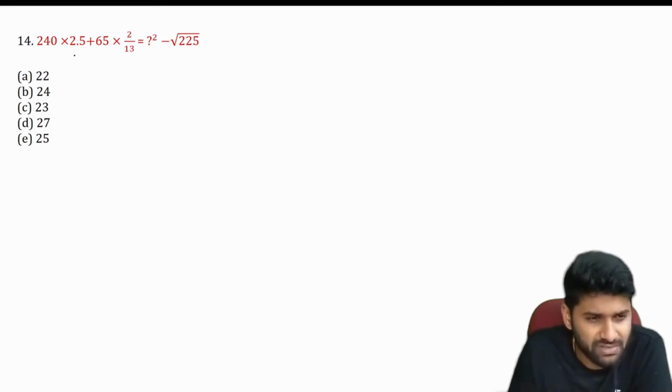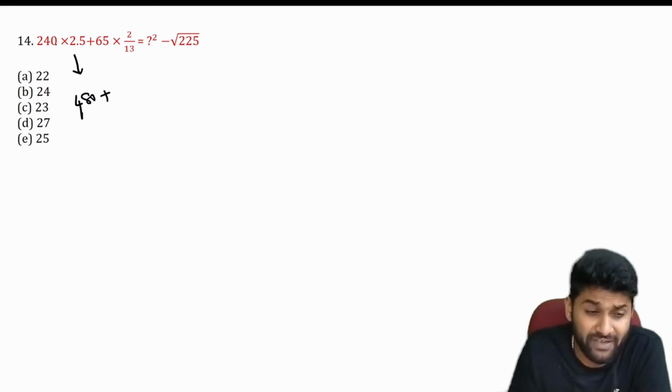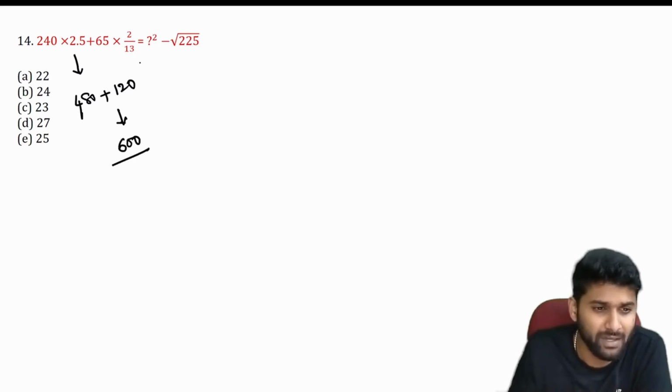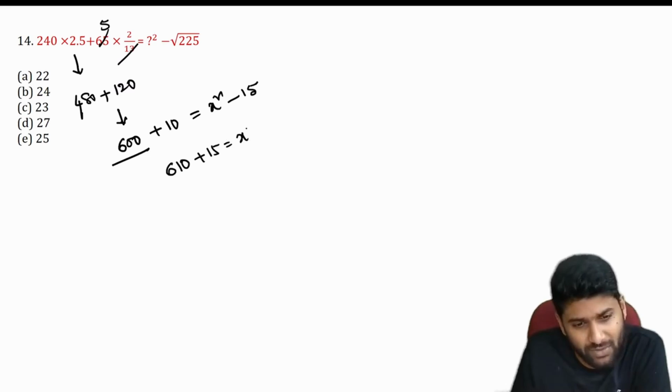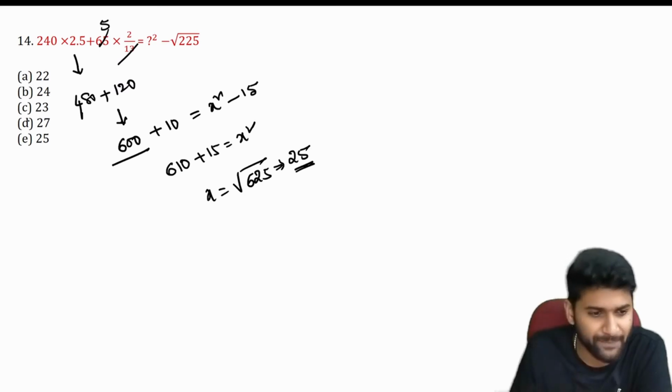Now check this question here. If 240 is multiplied by 2.5, it's 2 times 240 is 480, and 0.5 multiplied by 240 means it's a value of 120. So the total value is exactly equal to 600. Now here exactly 5 times. Now 5 twos are 10, exactly equal to x square minus 15. Now 610 plus 15 is exactly equal to x square. Then the x value must be 625. You already know that it's a perfect square of 25.